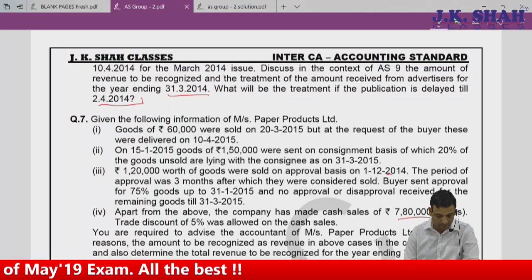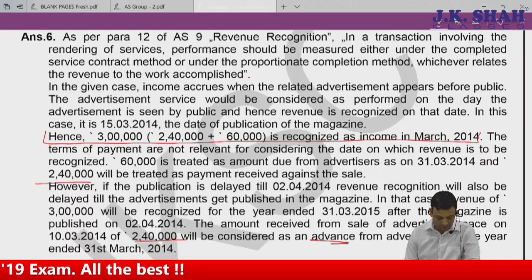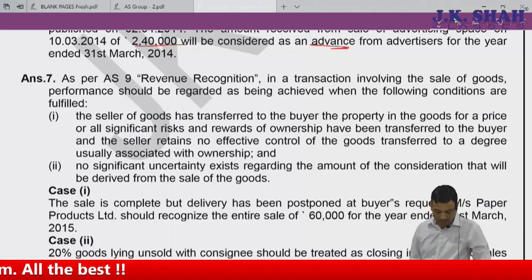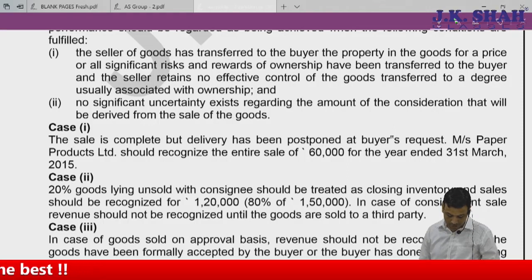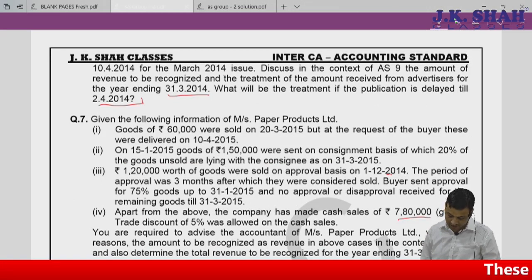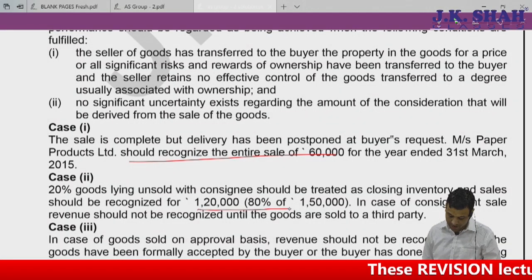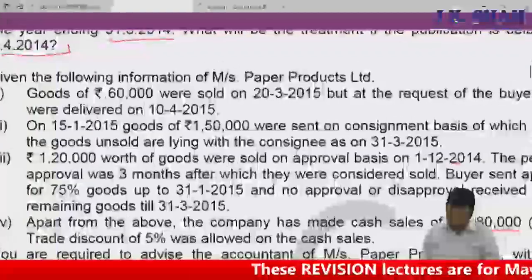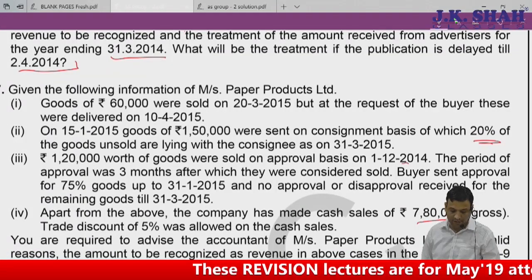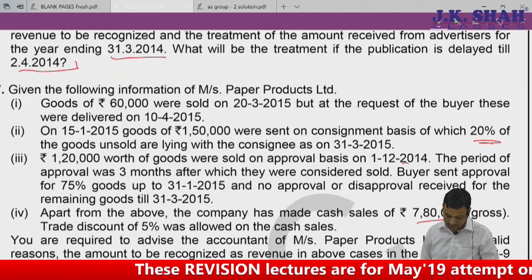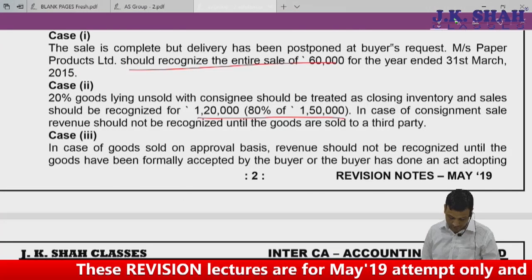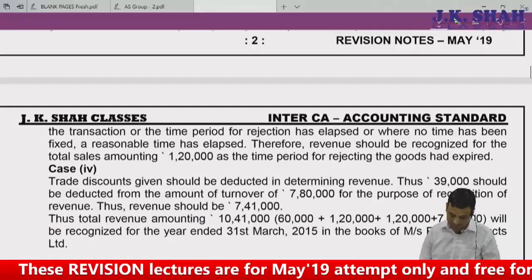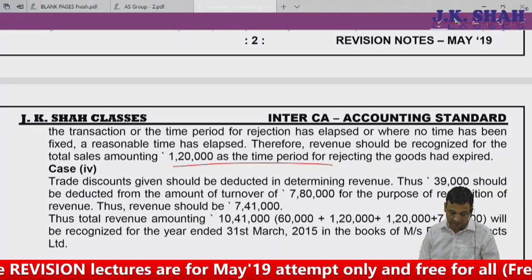Let's work out for each of them. The sale is complete, delivery is postponed, so we should recognize the entire sale of 60,000. Second, goods are lying with the consignee. How much goods are lying? 20%. So 80% should be recognized as revenue. Case 3: goods are given on approval basis. If the period of approval has already expired, can I say we should recognize the revenue for the full amount? The whole 1,20,000.